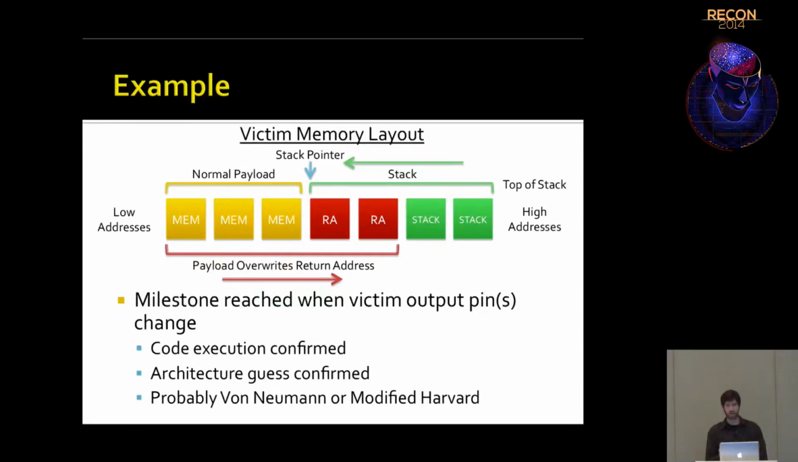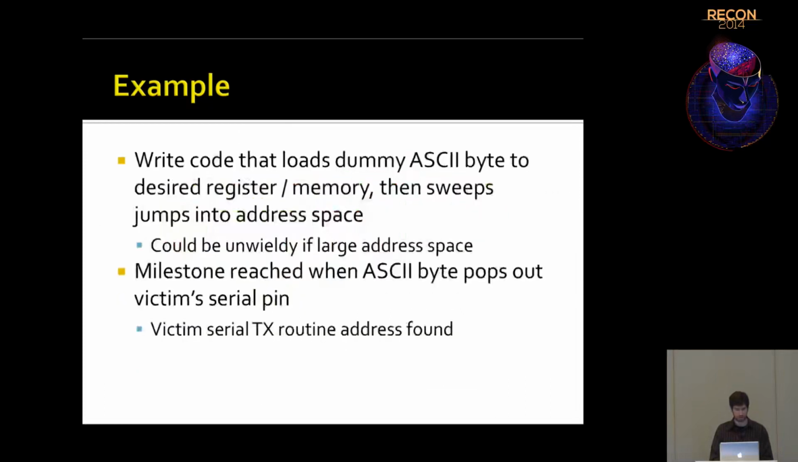So your next milestone is reached when the victim output pin changes all of a sudden, because now your port or your DDR or whatever register you think you're trying to write to, in different areas of the address space, actually hits. And this is really good, because you can confirm your code execution, and you can confirm your architecture guess. It's probably going to be von Neumann or modified Harvard, because if it was pure Harvard, you're probably not going to be able to see any sort of response like that.